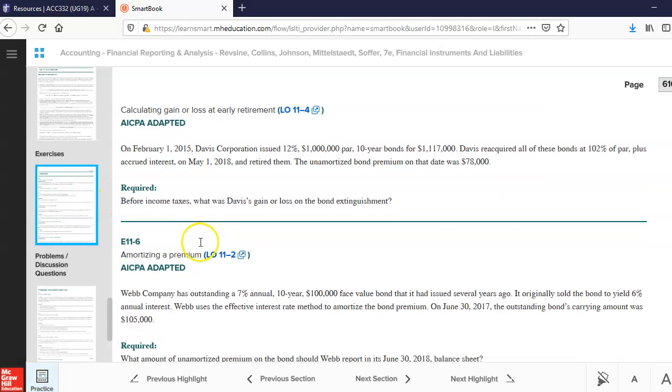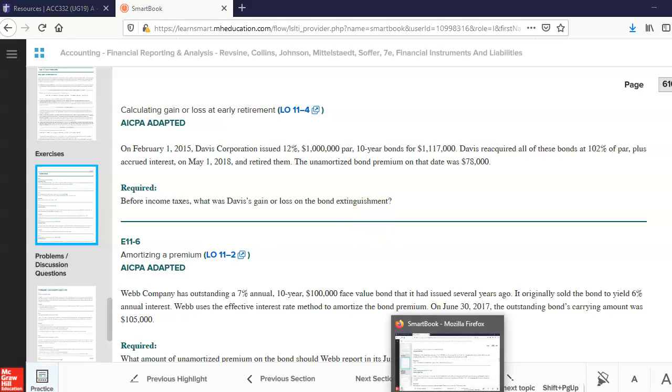Okay, question 5 is right here. Davis Corp issues 12%, $1 million par, 10-year bonds for 1117, and this is on Feb 1 of 15. Davis reacquires these bonds at 102 of par, so 102% of par, plus accrued interest on May 1 of 18, and retired them. The unamortized bond premium on that date was 78. So what is the gain or loss on the extinguishment of this particular transaction? That's the challenge here with this one.